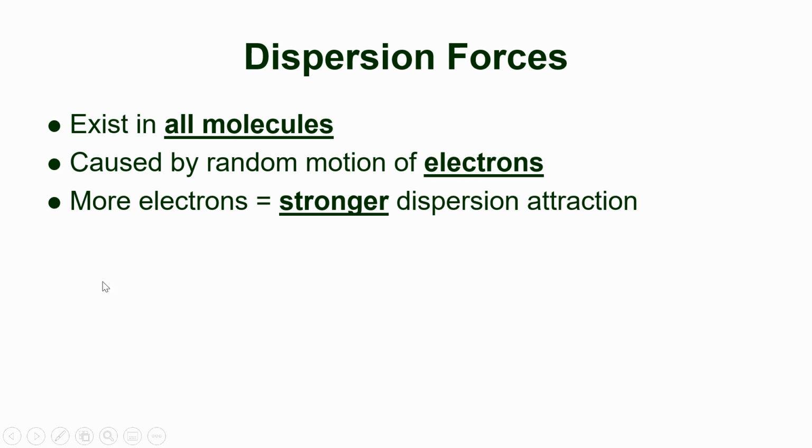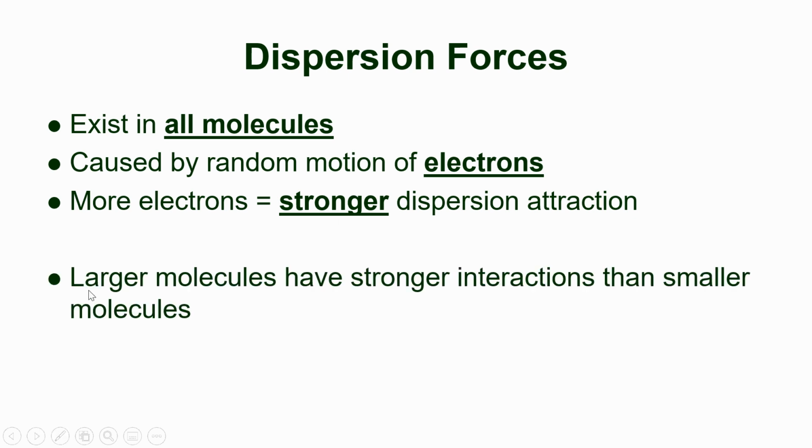But the main thing you need to worry about is that since they're caused by the motion of electrons, it turns out the more electrons there are, the stronger the dispersion attraction. So as a result, larger molecules, meaning molecules with larger electron clouds, with more shells of electrons, are going to have stronger interactions than smaller molecules.